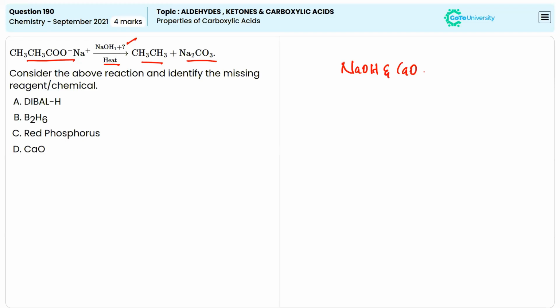So in the presence of sodium hydroxide and calcium oxide, followed by heating, the reactant can convert into the hydrocarbon, that is CH3CH3, which contains one carbon less than the reactant. In the sodium salt of propanoic acid, we have 3 carbon atoms, but in the product we have only 2 carbon atoms, that is CH3CH3, and one carbon atom goes along with sodium carbonate. So the product has one carbon less, which means the reagent should be sodium hydroxide and calcium oxide. So the correct answer for this question is option B.